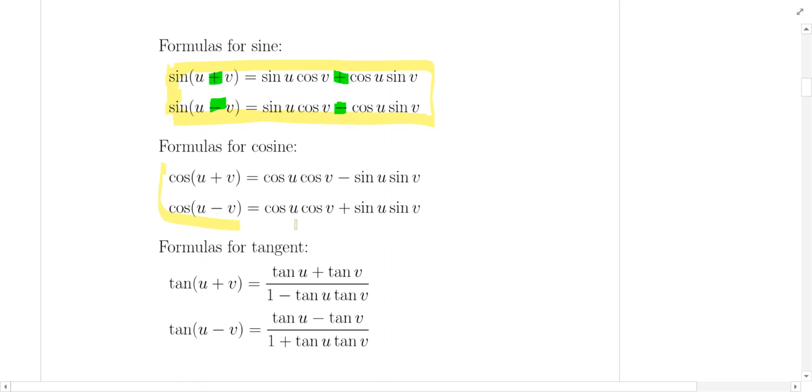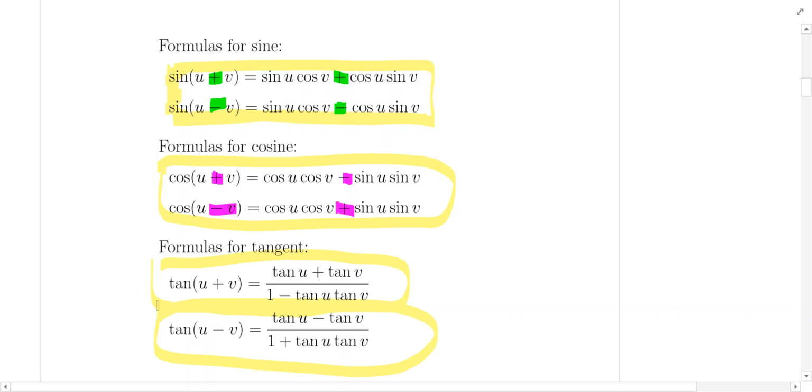Okay, for cosine of u plus v is cos u cos v minus sine u sine v. So if you notice, these signs flip in here. If you have cosine of u plus v, it's going to be cosine minus sine. And when you have cosine of u minus v, it's going to be cosine plus sine. And then these are the formulas for tangent. So these are things that you need to know. Memorize them. And then we'll basically just apply them and see how we can use these.